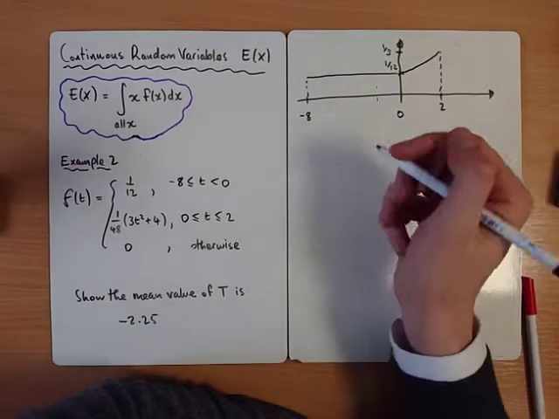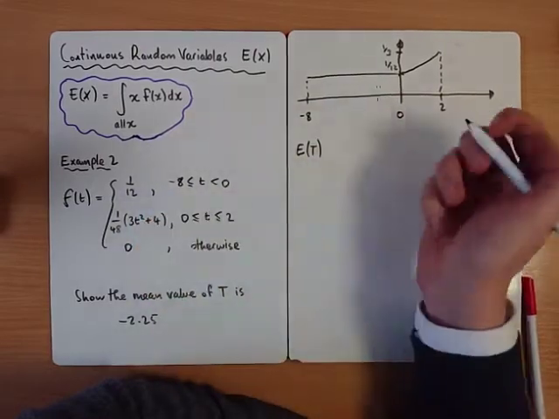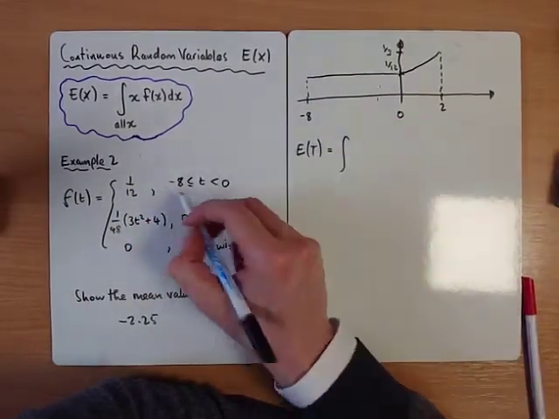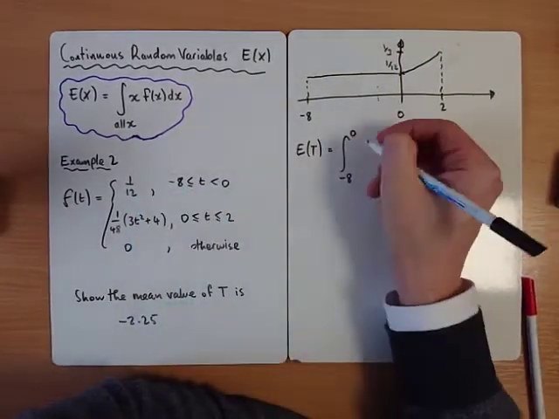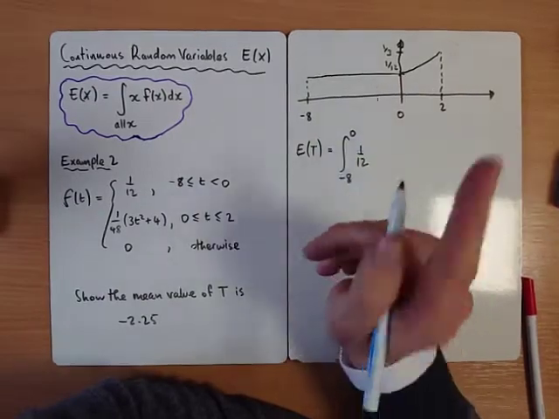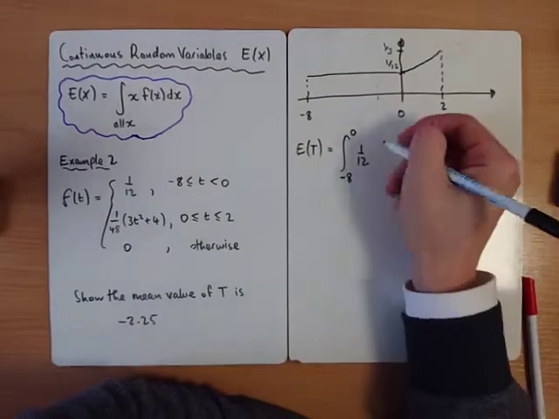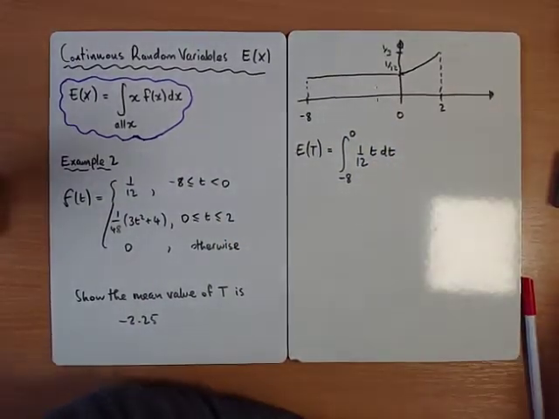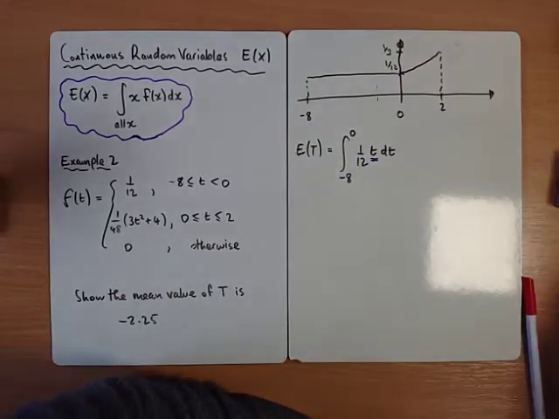Okay, but importantly to actually do the calculation, because there are two separate functions, we have to do two separate integrals. So for this first one, we're going to integrate between -8 and 0, 1/12. Don't forget, we want the expected value of t. So before we integrate, we have to multiply by t. Please don't forget to do that. And obviously, because this is with respect to t, we're going to multiply by t. If it was x's, we'd multiply by x.